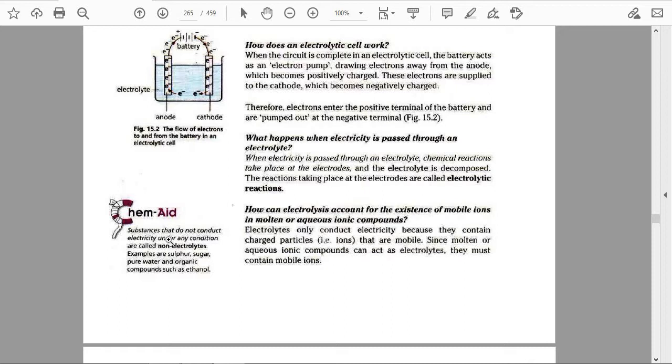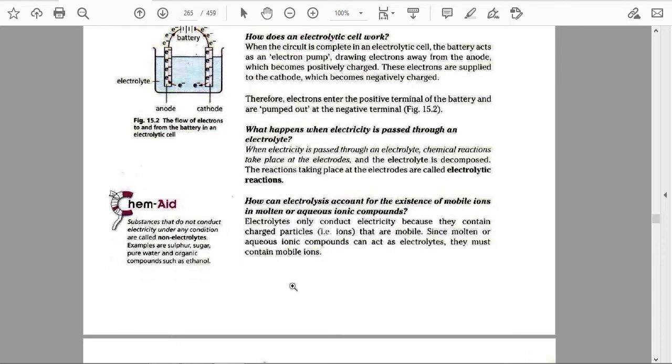Substances that do not conduct electricity under any conditions are called non-electrolytes, which means they do not have any positive and negative charges. For example, sulfur, sugar, pure water, and organic compounds such as ethanol, alcohol. Let's see the next page.